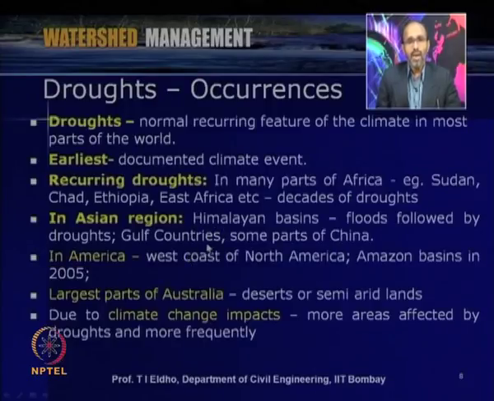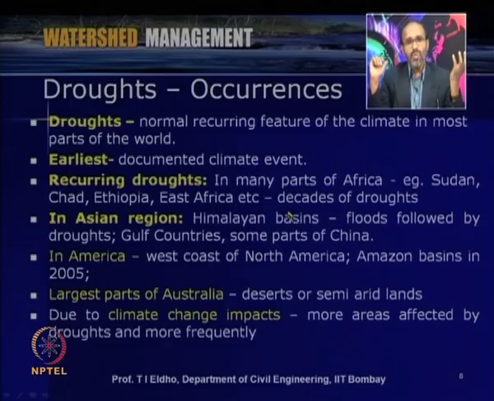And then Gulf countries, some parts of China, and then America, especially the west coast of USA, and then Amazon basins, for example there was some drought in 2005, and then the largest part of Australia. These areas are arid or semi-arid regions, where normally the rainfall is less, and then if below average rainfall takes place for a number of years, then this area becomes very much drought prone, and related issues will be there.